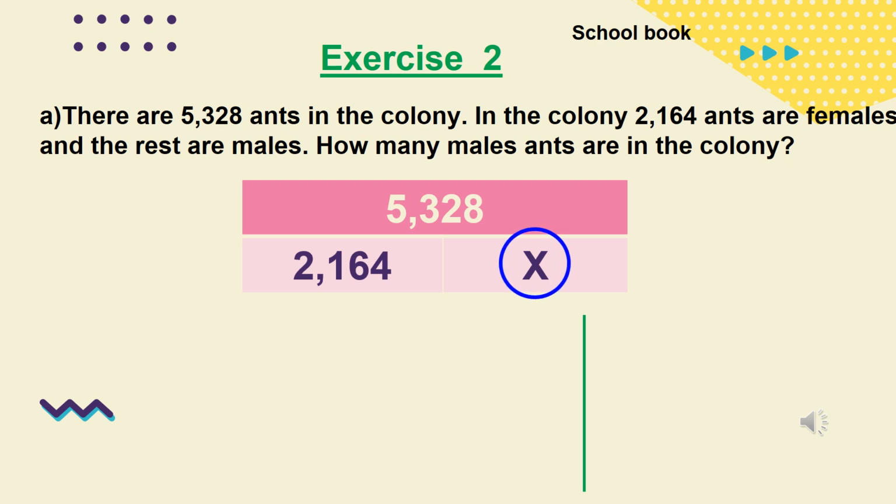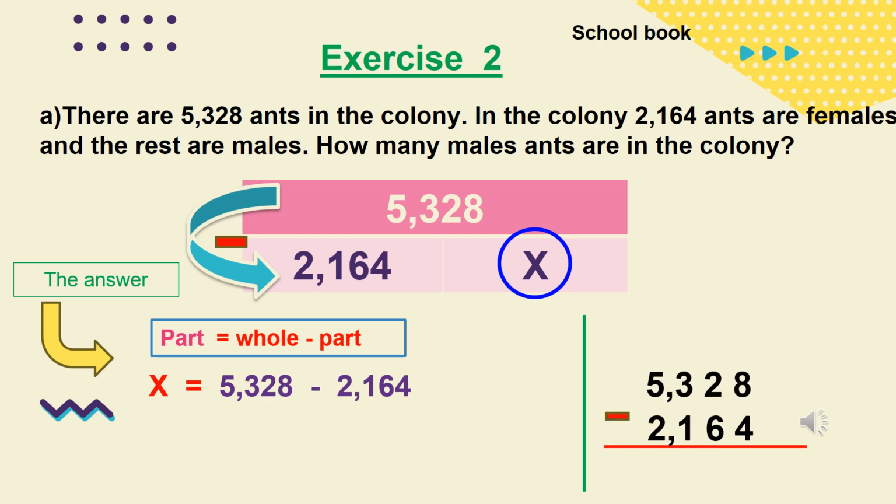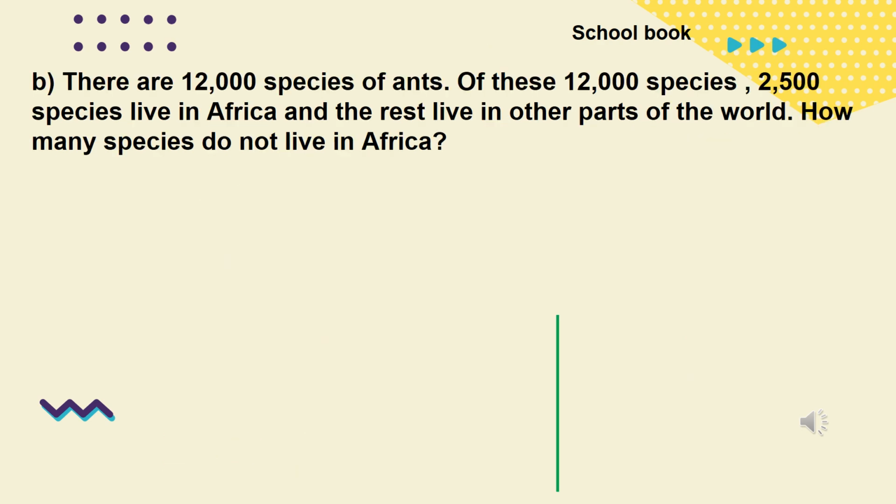So it's easy now to get the variable, the x. By using our rule, part equals whole minus part, we need now to subtract 5,328 minus 2,164. Start from ones. 8 minus 4 equals 4. 2 minus 6, we can't. We go to next door. Knock knock knock. 3 became 2 and this 2 now is 12. 12 minus 6 equals 6. 2 minus 1, 1. 5 minus 2, 3. So the value of x equals 3,164.